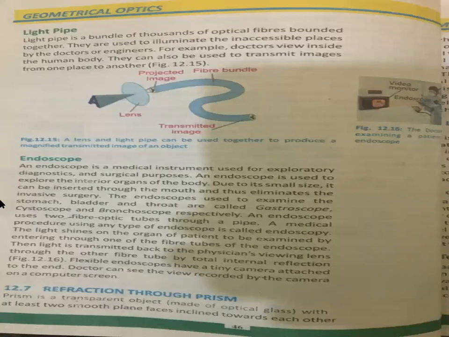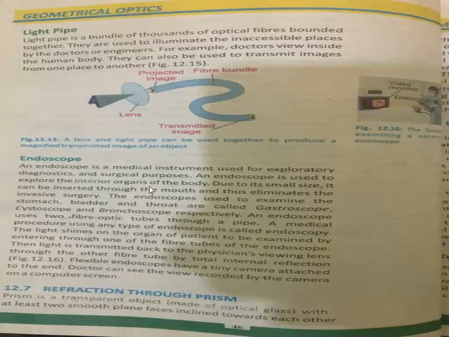So I will explain what an endoscope is now. This is made of fiber bundle. This is a projected image, transmitted image, and lens. So I'll explain how they use this in endoscope. An endoscope is a medical instrument used for exploratory, diagnostic and surgical purposes. An endoscope is used to explore the interior organs of the body.